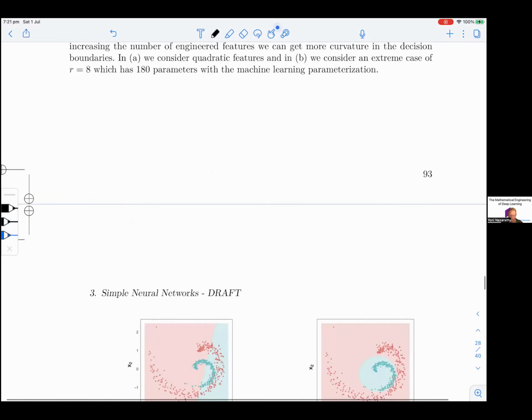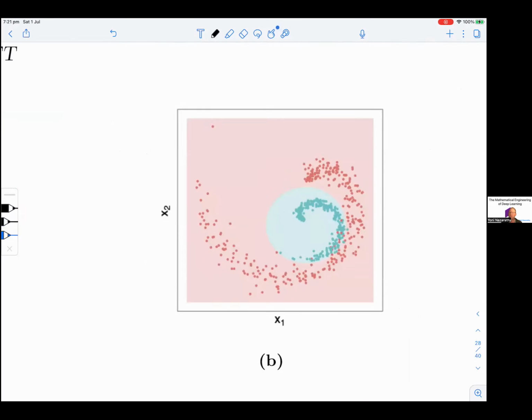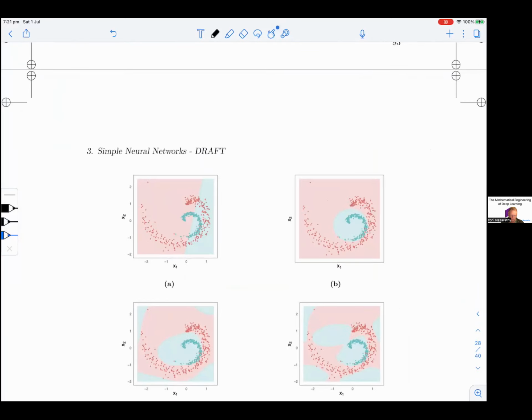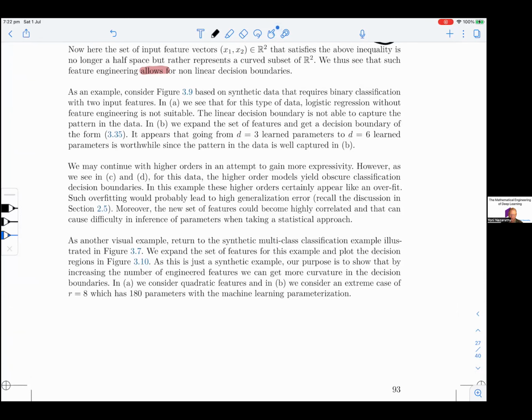With this hyperplane, you already get a nice result. With B, you're already able to make some separation between the one class and the other class. It appears that going from d equals 3 learned parameters to d equals 6 learned parameters is worthwhile, since the pattern in data is well captured in B. We may continue with the higher orders in an attempt to gain more expressivity. However, as we see in C and D, for this data, the higher order models yield obscure classification decision boundaries. In this example, these higher orders certainly appear like an overfit. Such overfitting would probably yield high generalization error.